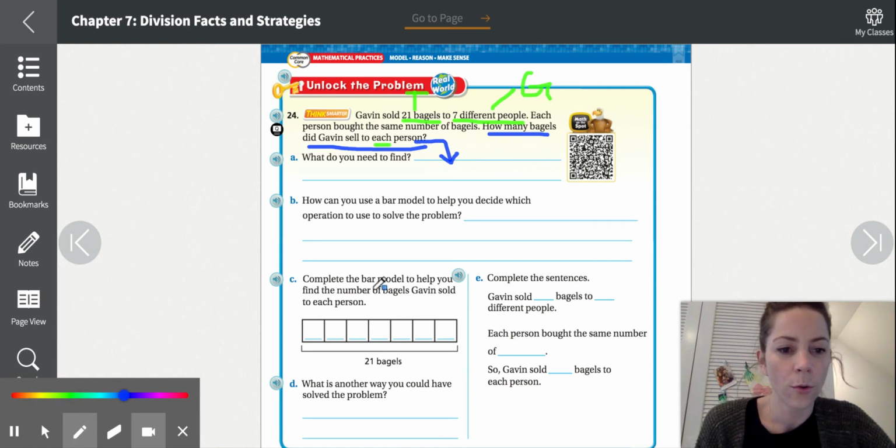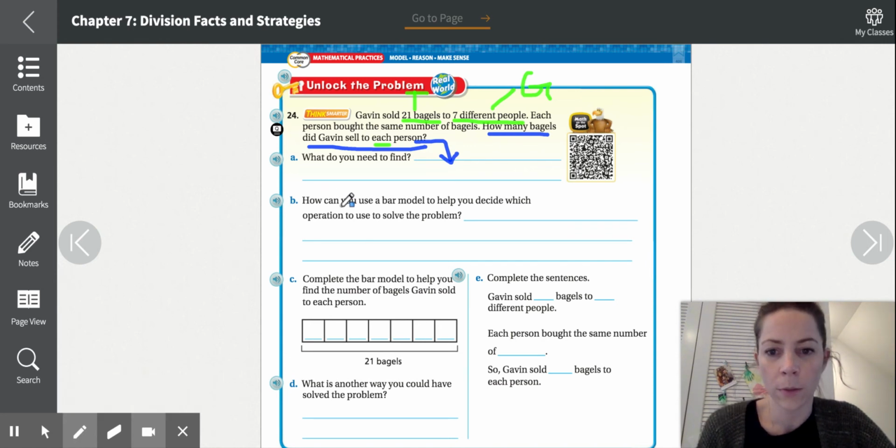Okay, so for letter B again, sorry, I got distracted there. It says, how can you use a bar model to help you decide which operation to use? Okay, so what types of things go in the bar model and what clues do we have? So in a bar model, I know that the total goes across the bottom and I already know the total, 21. I know that we can draw the groups as boxes and I already know the groups, there's 7. The missing part of this bar model is the number that goes inside of each one.